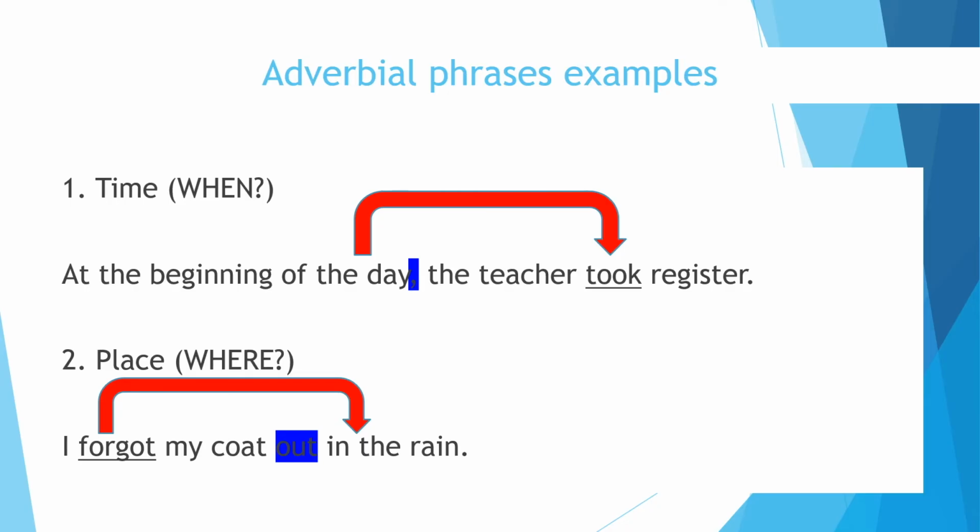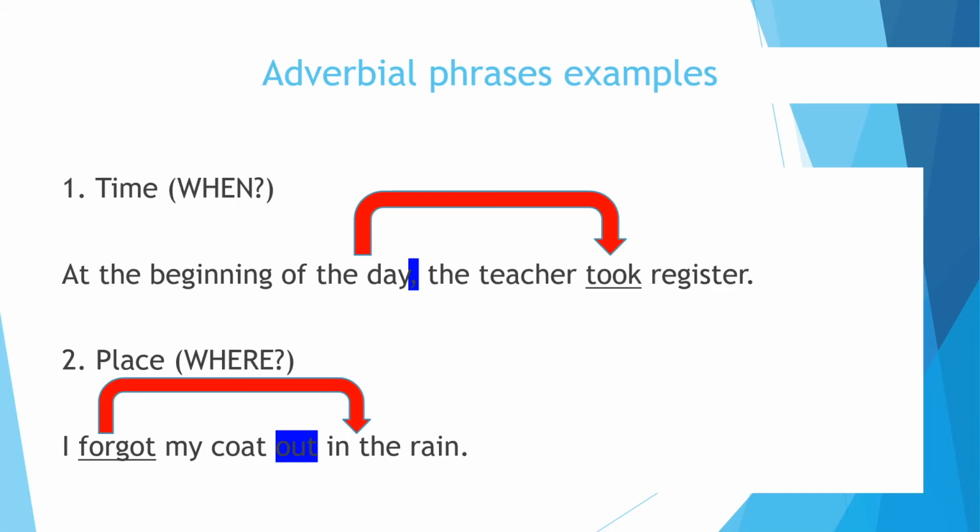Now we need to determine, is it time, place, reason, or manner? Let's look at the questions we need to ask. When, where, how, and why? So, when did the teacher take register? At the beginning of the day. So, at the beginning of the day is an adverbial phrase of time.